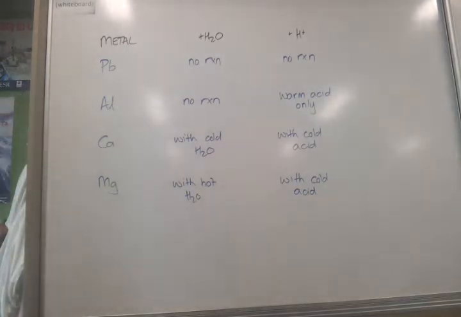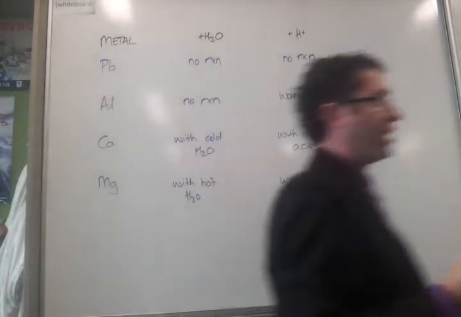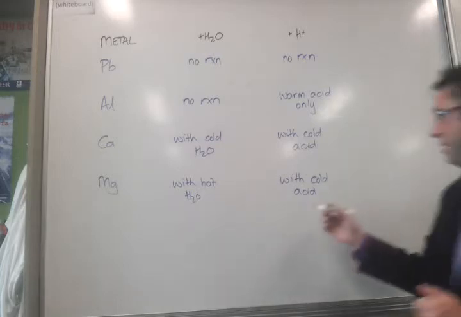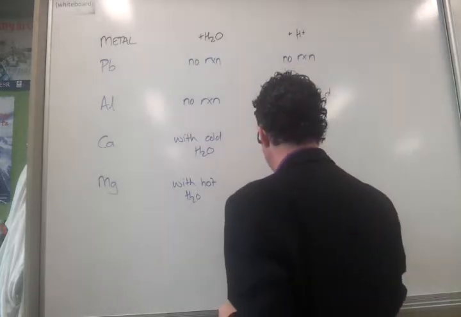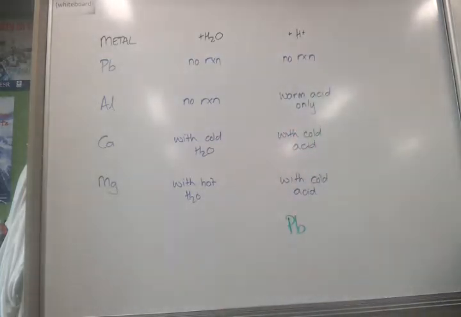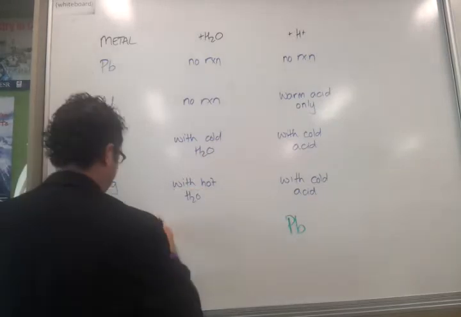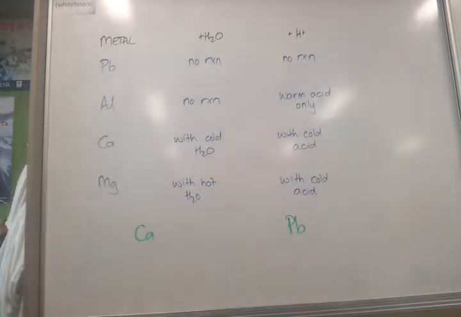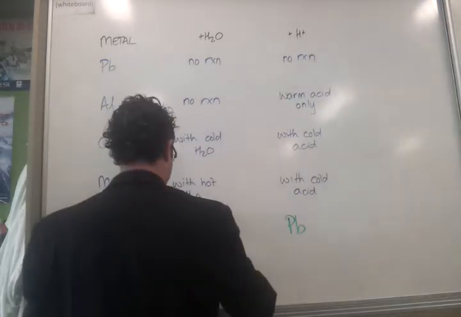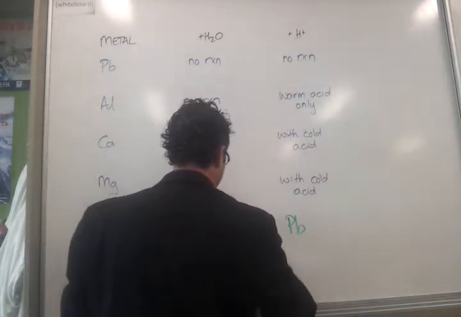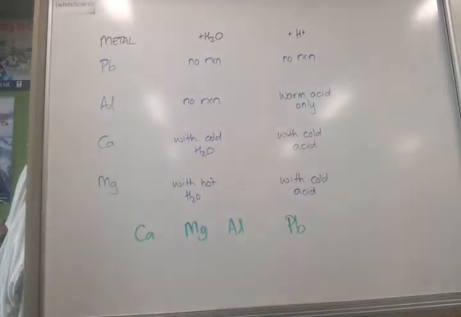Which one of these four is clearly the least reactive? Lead. Okay? So that's going to go on our far right-hand side of our activity series because it's the least reactive. Which one is clearly the most reactive? Calcium, because it reacted with cold water. Great. Okay. Aluminium and magnesium, which one do you think is more reactive? Magnesium. Okay, so our order would be this. And I reckon we could justify that using our observations in this table.